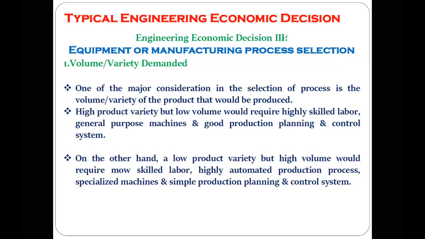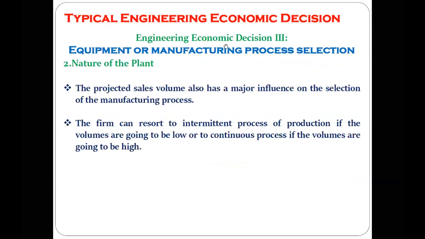Yes sir. Now, like the first one, there is another factor using which the engineering economic decision related to equipment or manufacturing process selection can be taken. That is the nature of the plant. The second factor to be considered while deciding the selection of equipment or machinery is the nature of the plant. What do you mean by the nature of the plant? You can think of it as the capacity of the plant, things like that.